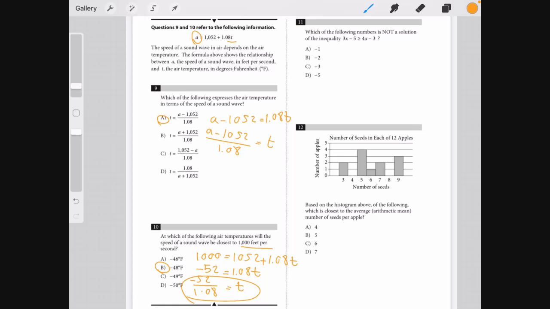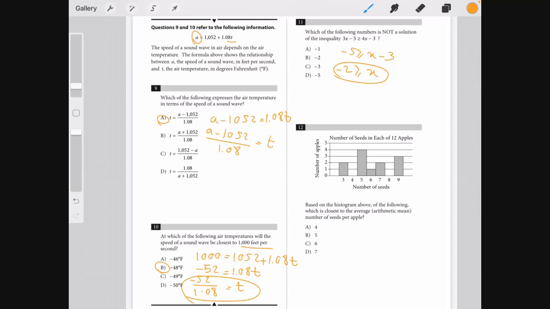Which of the following numbers is not a solution of the inequality 3x minus 5 greater than 4x minus 3? So first let's find the solution and find out what are the answers. So I'm gonna subtract 3x from both sides of the inequality, so it will be x on this side, negative 5 here. Then we're gonna add 3 to both sides.